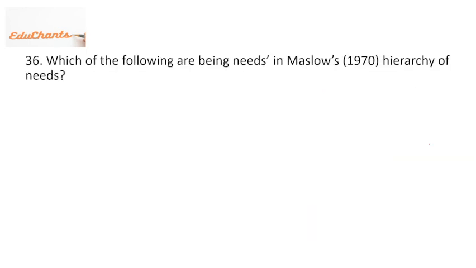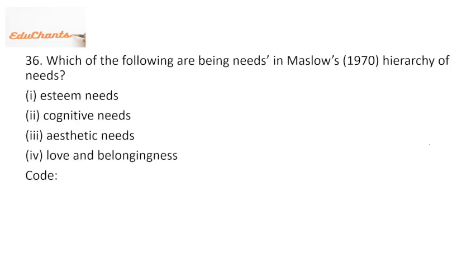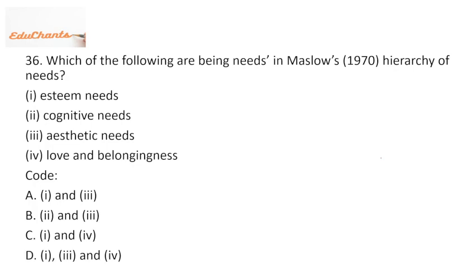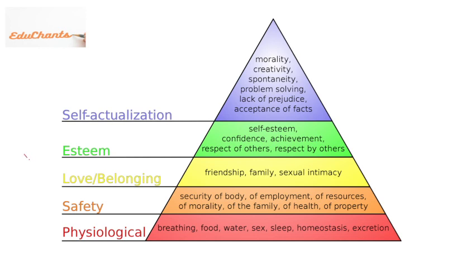Next is, which of the following are being needs in Maslow's hierarchy of needs? Being need. Esteem need, cognitive need, aesthetic need, love and belongingness. So it is quite contrary. Contrary means many people have not heard of the being need, but actually it is cognitive and aesthetic need. And how, we will discuss now. Now see, esteem need is there in green, love and belonging in yellow, and self-actualization, that means in violet, or we can say blue. It is self-actualization, and this is where your cognitive development happens, right?